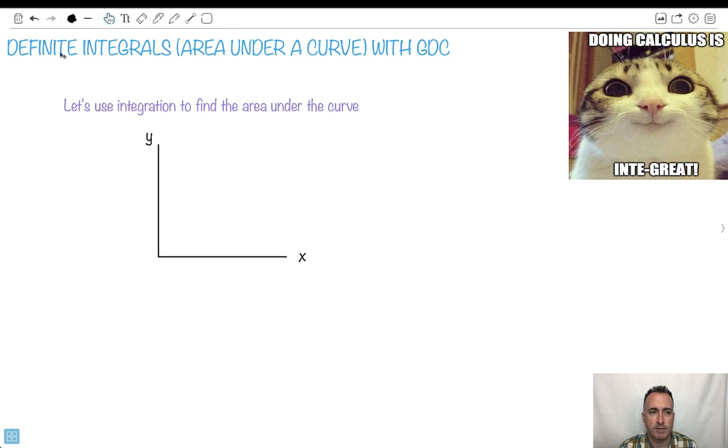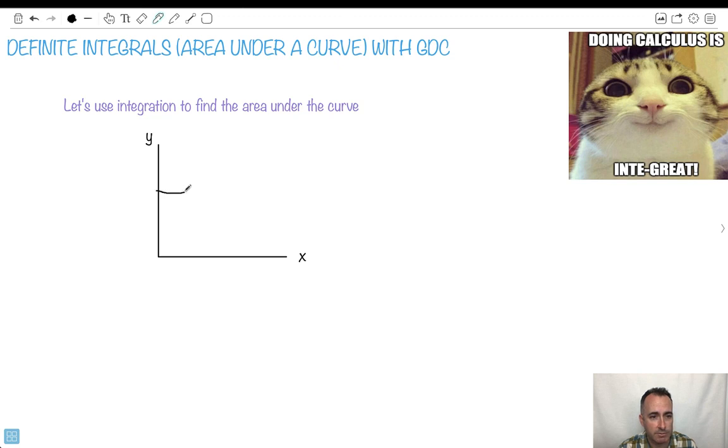So let's talk about how to find the integral, in other words, the area under the curve, but with your graphical display calculator, so your GDC. I like this, doing calculus, isn't it great? We'll use integration to find the area under the curve, and we'll do it for definite integrals, which means now we're going to know exactly where to start and where to finish.